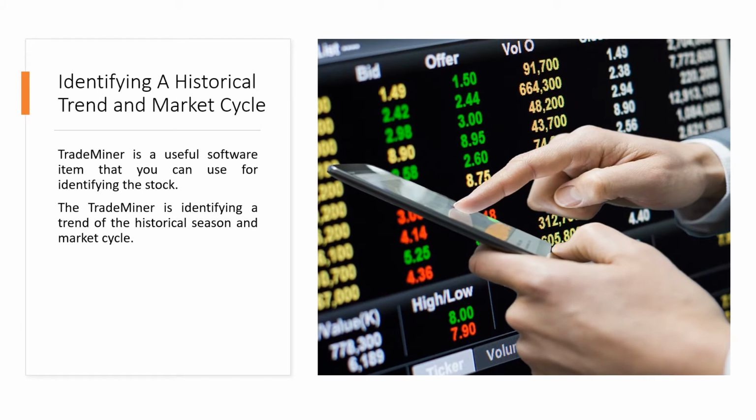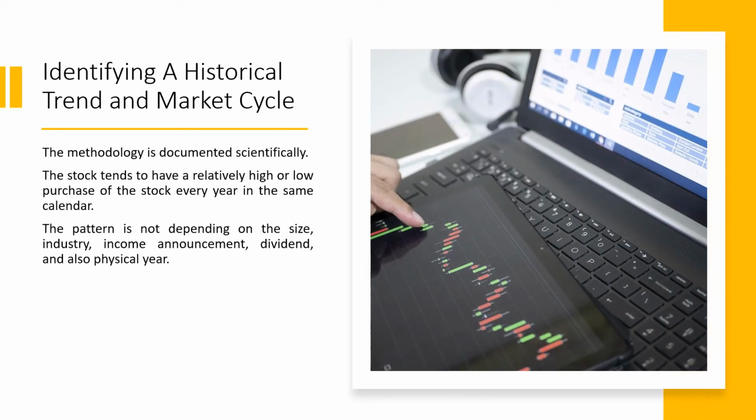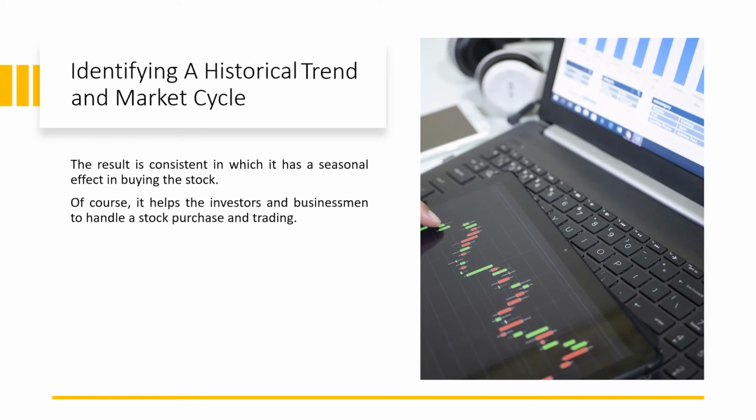Identifying a historical trend and market cycle. Trademiner is a useful software item that you can use for identifying the stock. The Trademiner is identifying a trend of the historical season and market cycle. The methodology is documented scientifically. The stock tends to have a relatively high or low purchase of the stock every year in the same calendar. The pattern is not depending on the size, industry, income announcement, dividend, and also fiscal year. The result is consistent in which it has a seasonal effect in buying the stock. Of course, it helps the investors and businessmen to handle a stock purchase and trading.